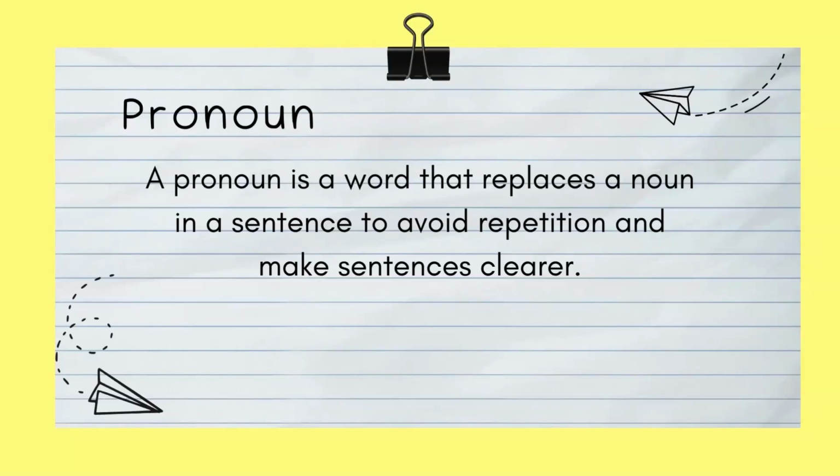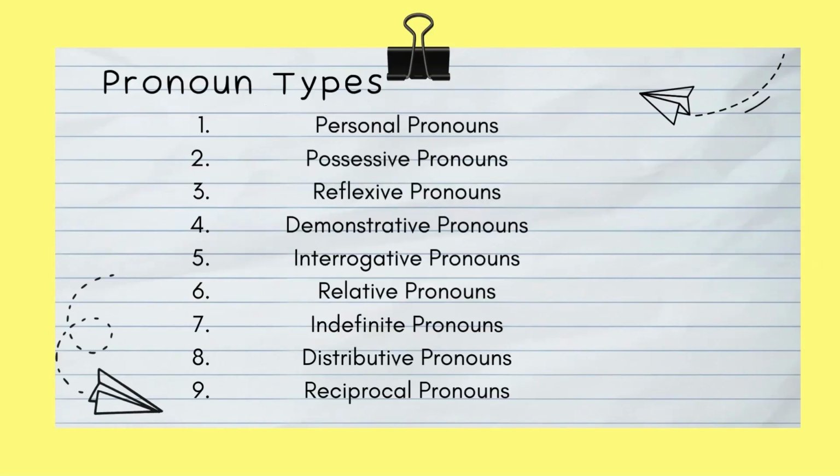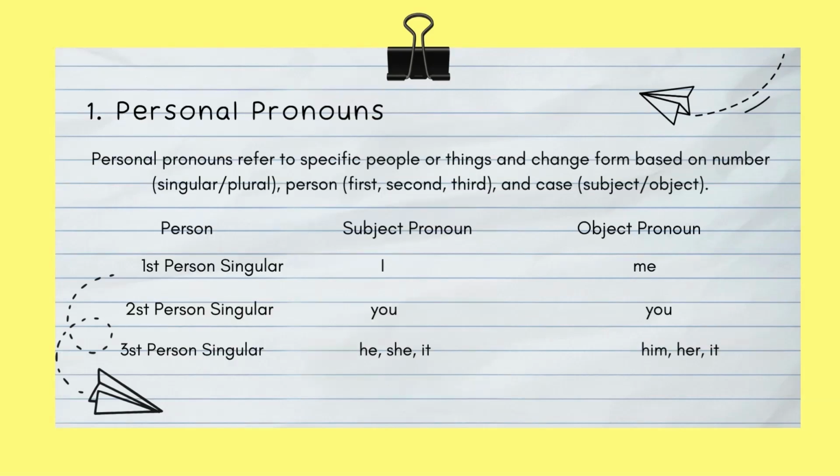Pronoun. A pronoun is a word that replaces a noun in a sentence to avoid repetition and makes sentences clearer. 1. Personal pronouns. 2. Possessive pronouns. 3. Reflexive pronouns. 4. Demonstrative pronouns. 5. Interrogative pronouns. 6. Relative pronouns. 7. Indefinite pronouns. 8. Distributive pronouns. 9. Reciprocal pronouns.